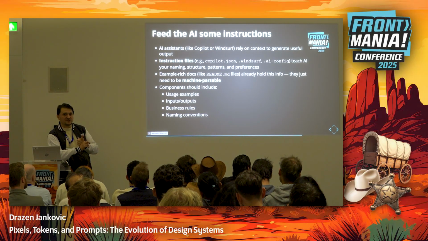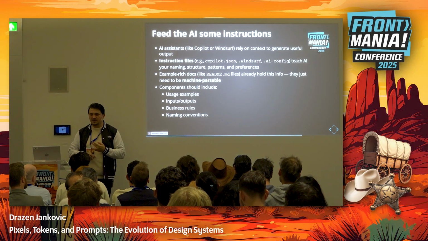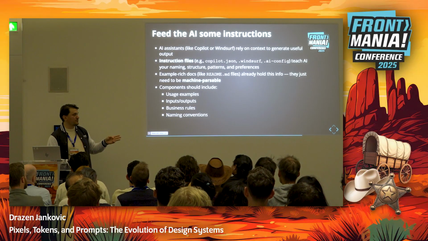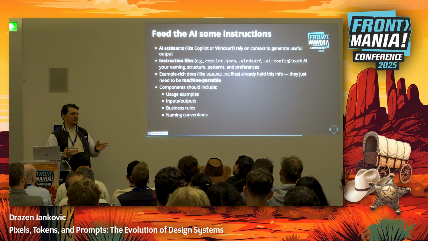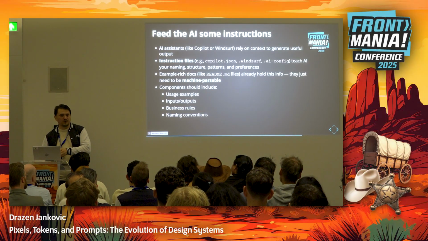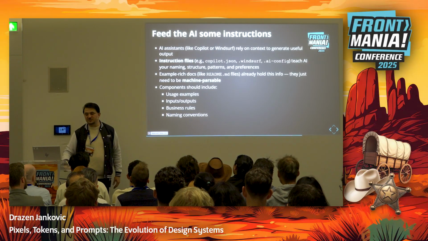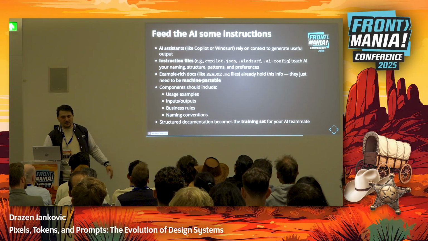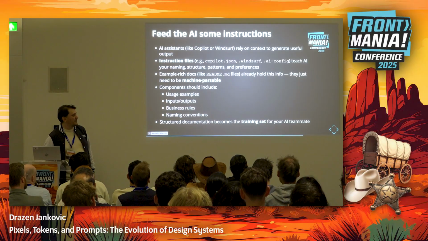You need a usage example. You need what the input is and how the output should be. You need to provide business rules if you have some rules for the component. Like a button will probably not have many business rules, but a login screen will. So explain those business rules to it. What naming conventions are you going to use? Your structured documentation becomes the training set for your AI teammate.